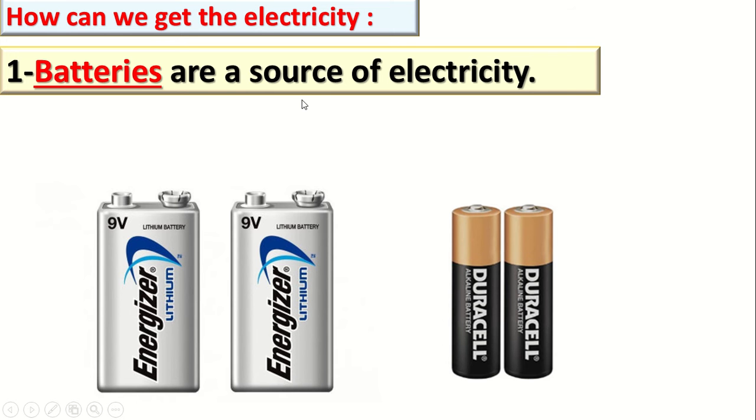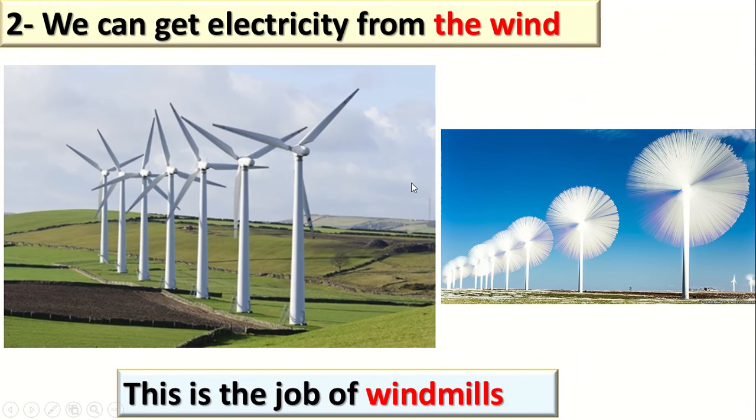What is the meaning of source? Source means that the battery gives us the electricity. So the battery is a source of electricity. Inside the batteries, there is electricity stored. So we can get the electricity by battery. Super excellent.